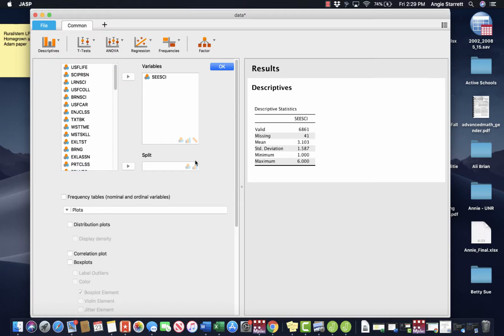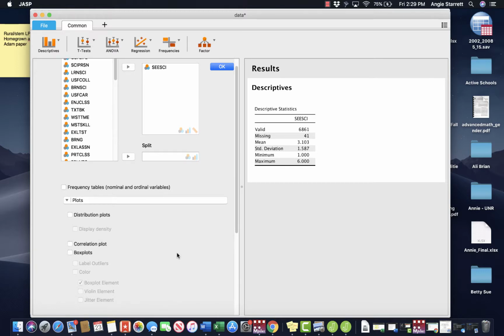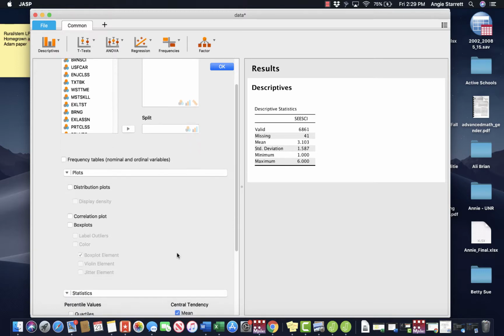All right. And the default is that we're going to get our sample size, how many are missing, the mean of this 1 to 6 point Likert scale. And again, the minimum and maximum is what tells us it's a 6 point Likert scale. And we get the standard deviation. All right, so we are treating this as a discrete variable.